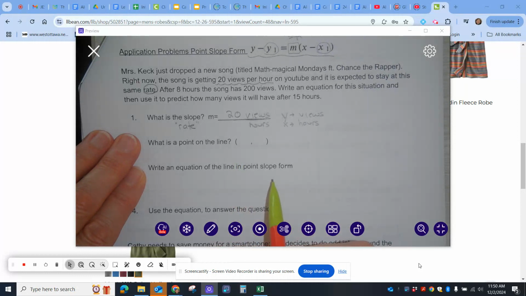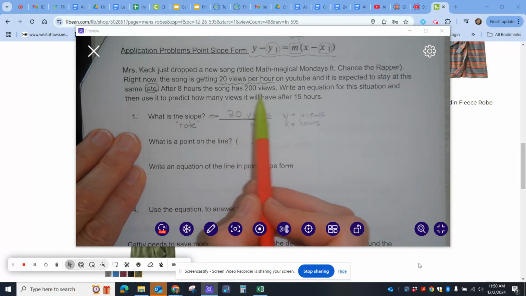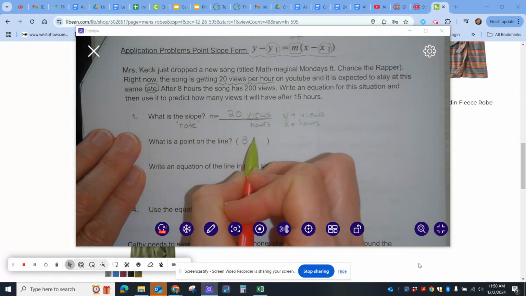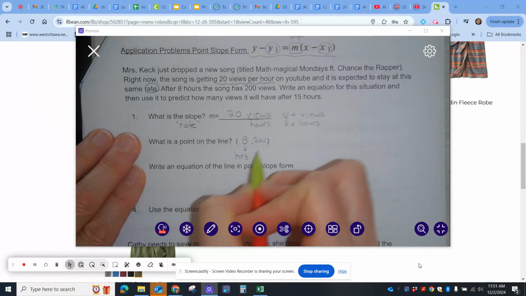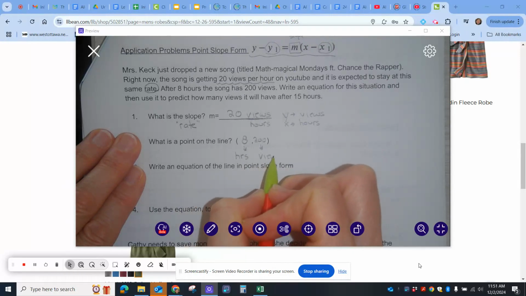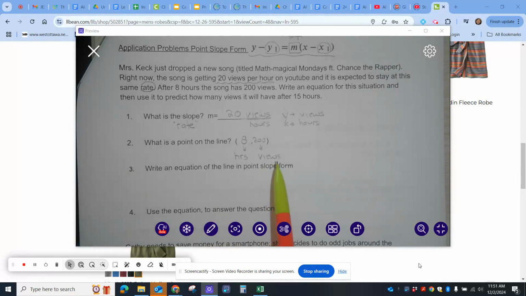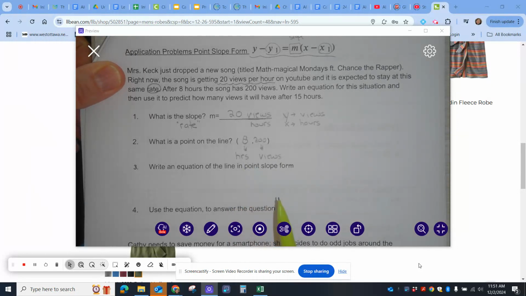I can't write an equation of a line unless I have a point and a slope. After 8 hours, the song has 200 views. Well, 8 hours, hours are x, and views are y, so that is a coordinate point. Remember, hours are x, and views are y. It's very helpful to label your variables here, your x and y, when you're finishing the problem. It's helpful to have those labeled.